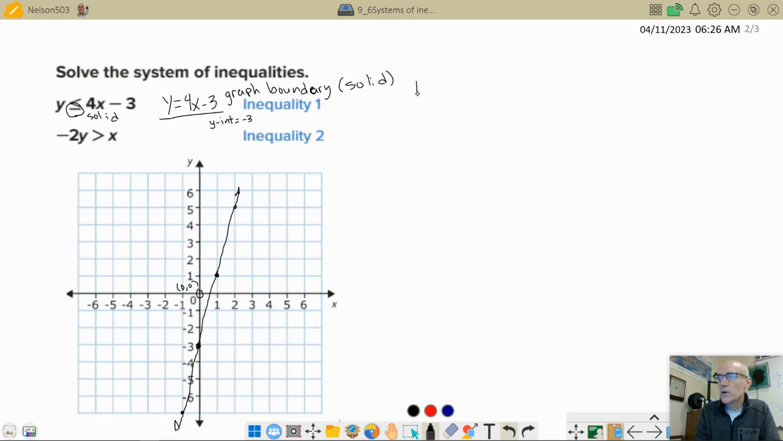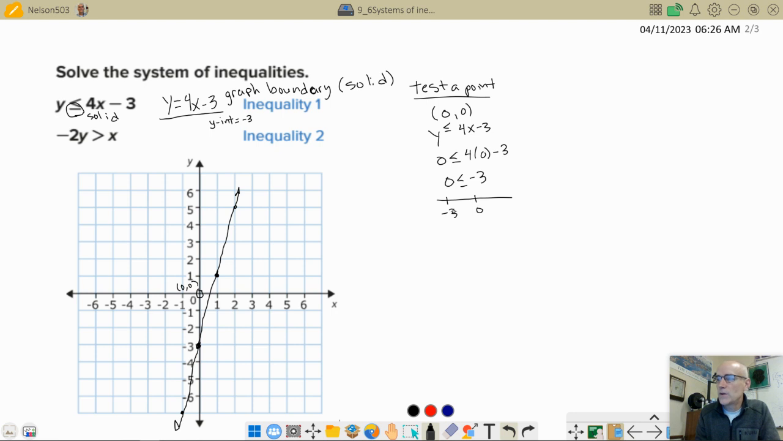So here comes part 2. I need to test a point, and the point I'm going to try every time is the origin, because it's about the easiest arithmetic you can use. Oh shoot, I don't want equals there. I want y less than or equal to 4x minus 3. That's what I'm testing. I put 0 in for y and 0 in for x, and I see 0 less than or equal to -3. No, it's not. 0 is greater than -3. If you had the number line, here's 0, here's -3. Any point to the right of another point is bigger.